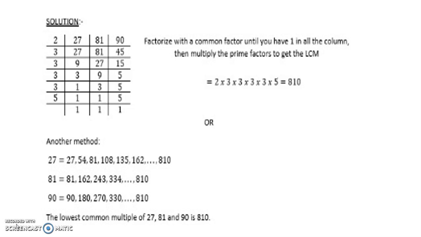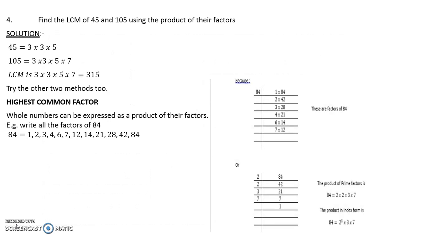When we consider the other method we use here, when we found the multiple of 27, multiple of 81, multiple of 90, this is not that easy. I think the first method we use here is quite easy to find the LCM of numbers. So the lowest common multiple of these three numbers is 810. And I believe the first method we use is quite simple.